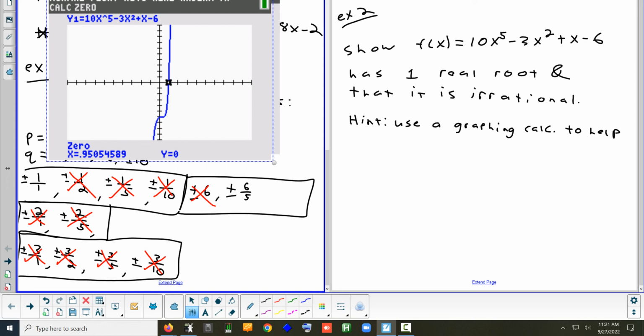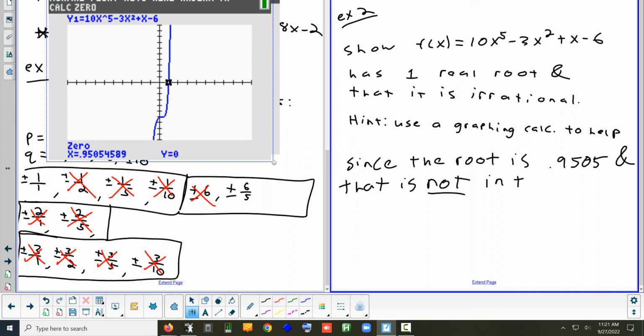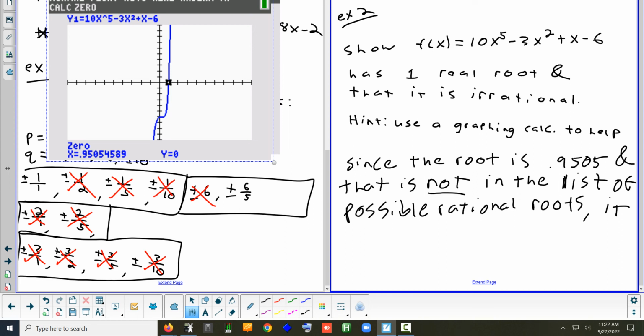This is the list of rational options. This number is not in the list. So it has to be irrational. And that's what we want to write down. So, since the root is 0.9505, and that is not in the list of possible rational roots, it must be irrational. It has to be.